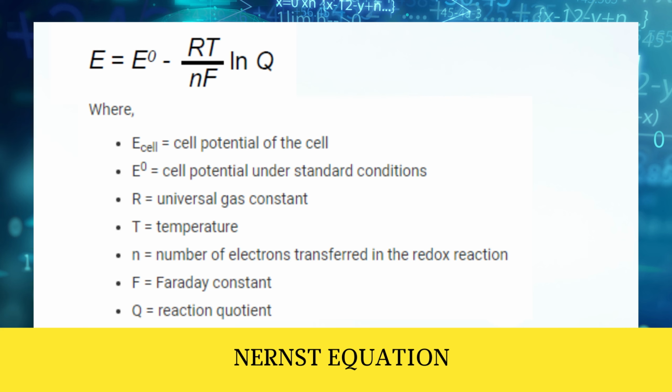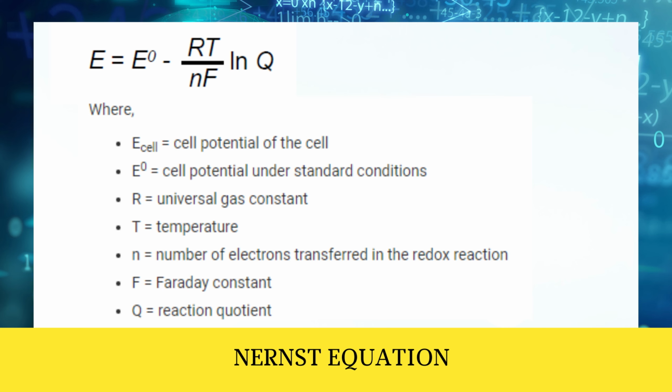The slide shows the formula for the Nernst equation. Based on the equation, the cell potential is E cell, and E naught cell is the standard cell potential. What is R? R is the universal gas constant. The value is 8.314 joule per Kelvin per mole.